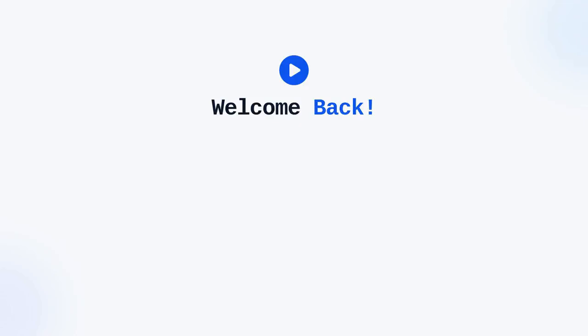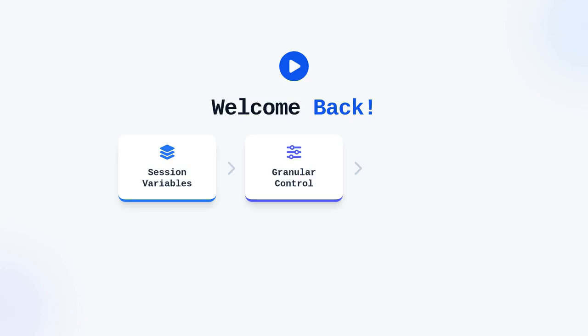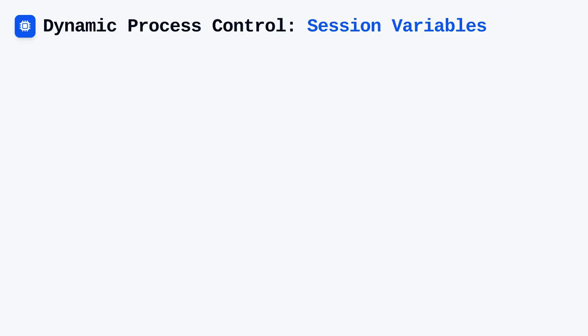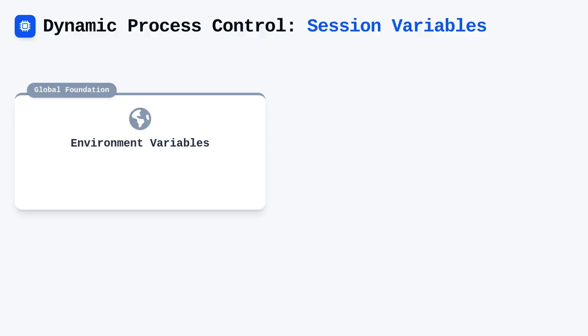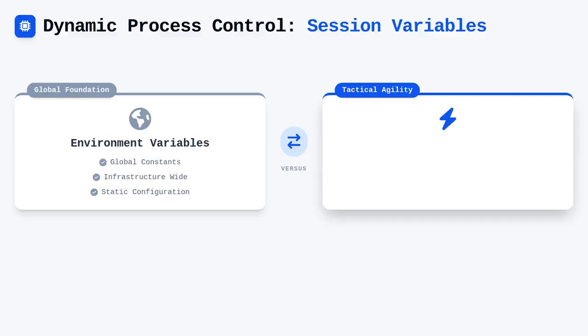Welcome back. In this lesson, we explore how session variables offer granular, real-time control over active digital workers. When we design automated processes, we often encounter scenarios where static configurations are insufficient for the fluid nature of production environments. You might be familiar with environment variables, which serve as global constants for your entire infrastructure, yet they lack the volatility required for per-session adjustments.